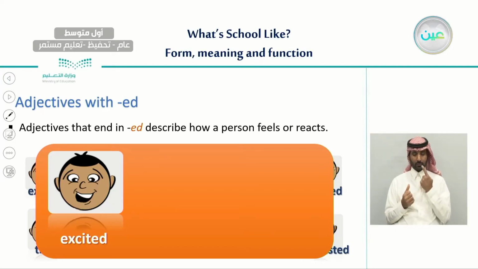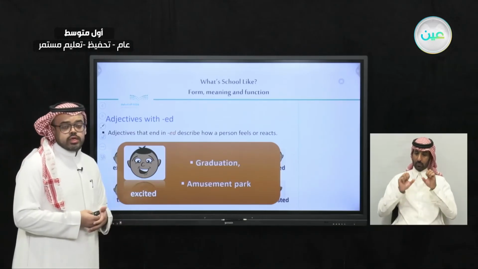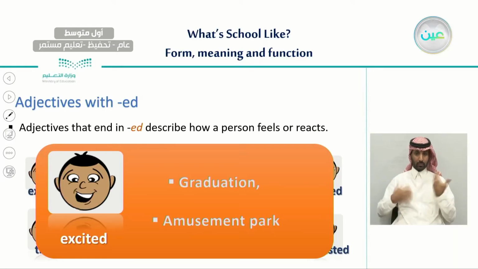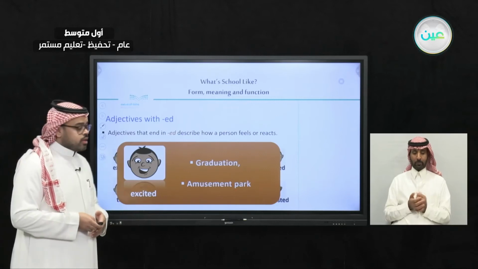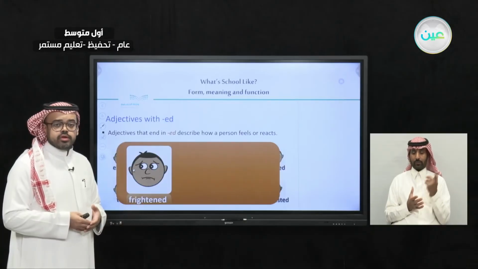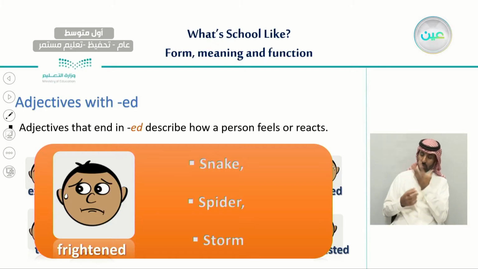For example, excited. When do you think a person could be excited? Maybe he could be excited for graduation. When he is about to finish school, he of course will be excited. And also he may be excited when he goes to the amusement park to try different games and plays. Also frightened. When could a person be frightened, or why will the person be frightened? Because maybe he saw a snake, maybe he saw a spider, or maybe there is a storm coming. So this is why he is frightened.